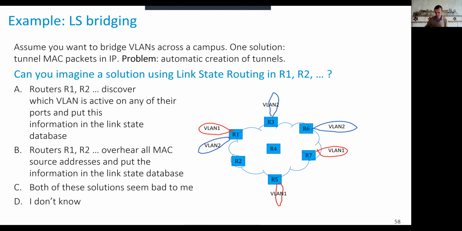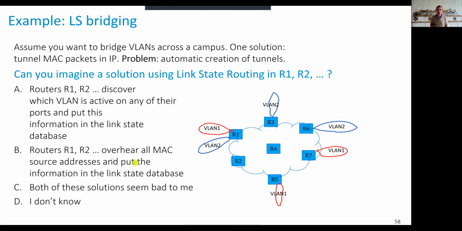I close the poll now. And the vast majority of you use solution A, which is a good idea, probably.